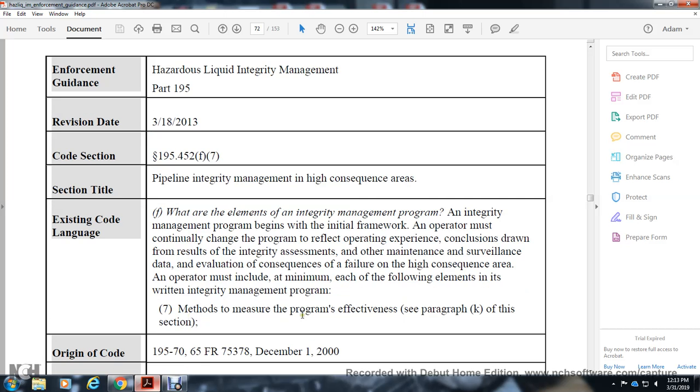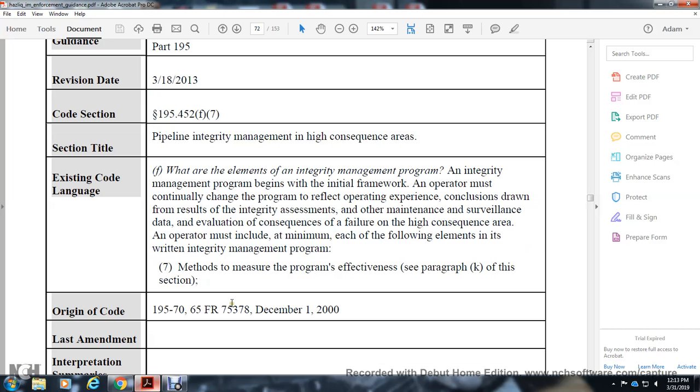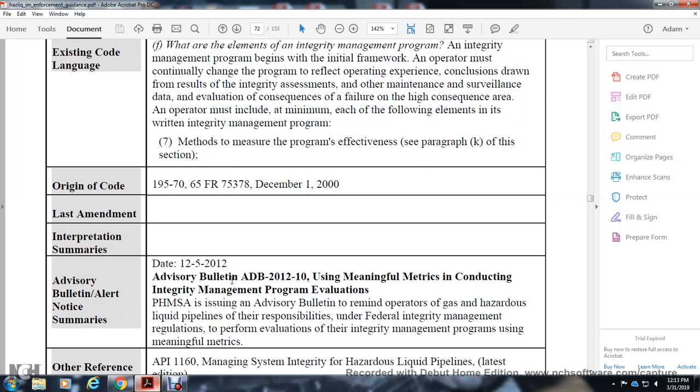So for the methods of program effectiveness, the paragraph is given with the section origin code 195.452, amended last December 1st, 2000, with the interpretation and summary of the advisory bulletin alert notice, dated December 5th, 2012. The advisory bulletin is on using meaningful metrics in integrity management program evaluation. PHMSA, in issuing the advisory bulletin, reminded gas and hazardous liquid pipeline operators of their responsibility under the federal integrity management program regulations to perform evaluation of integrity management programs and use meaningful metrics.